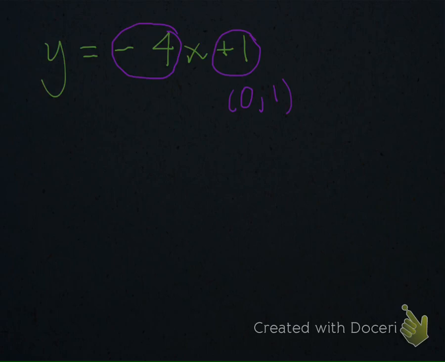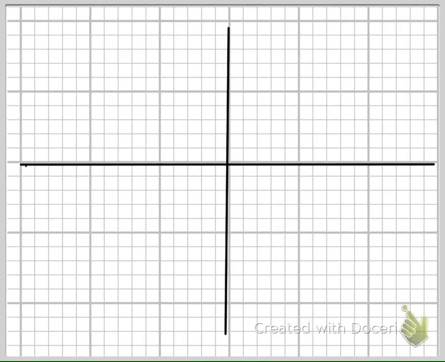So written as a fraction, negative 4 is negative 4 over 1, so what that tells me is this actually decreases or goes down by 4 every time it runs by 1. So we're going to go ahead and graph this. So we will start by graphing our y-intercept of 0, 1. So we go 0, 1 on the y-axis. Go ahead and put our first coordinate.